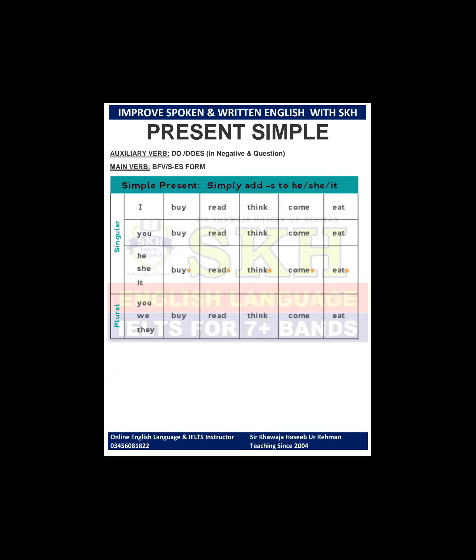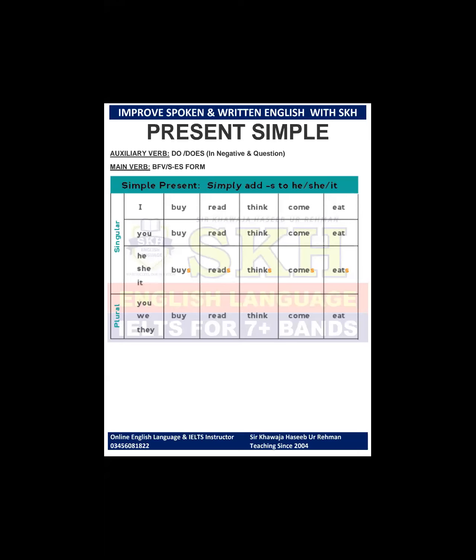Okay. And the plural, we use you as a second person. We use buy, read, think, come, and the same main verb. And we as a first person plural, we use buy, read, think, come, eat. And they as a third person plural, we use the same verb. Usually we use the s form with the third person singular: he, she, it, or any other name, or any singular like a door, like a fan, any lifeless thing. Okay, these are the basics.